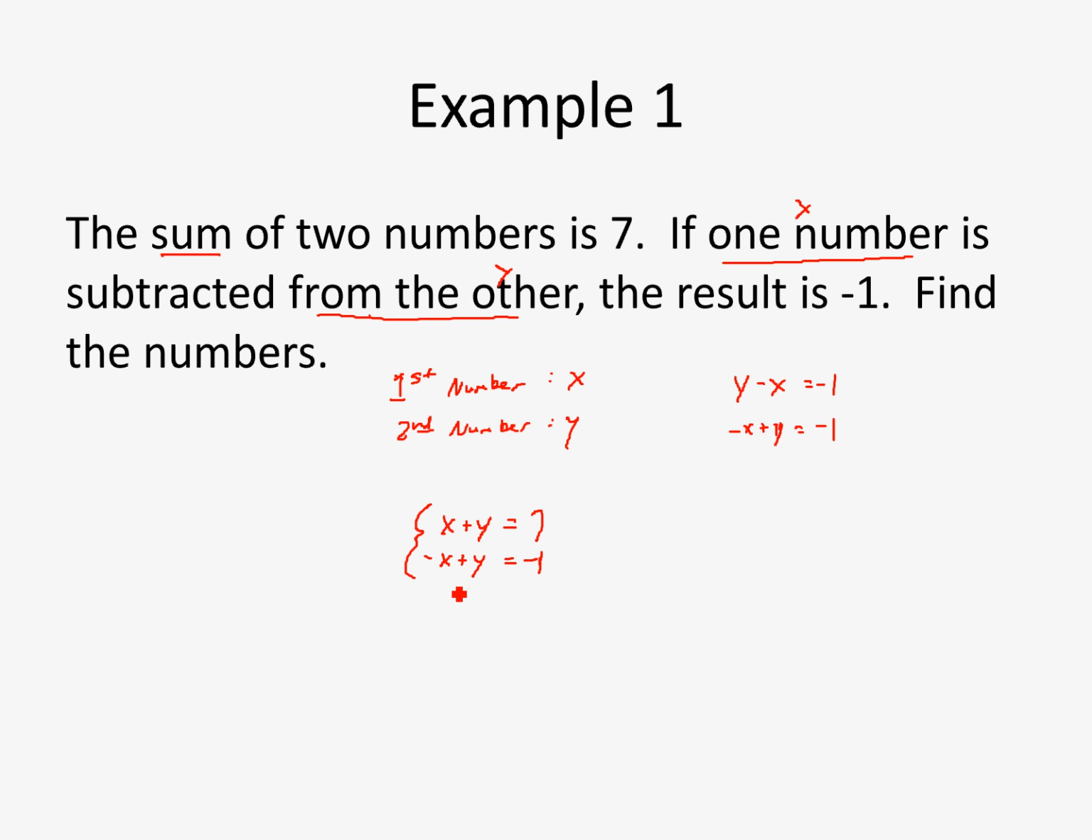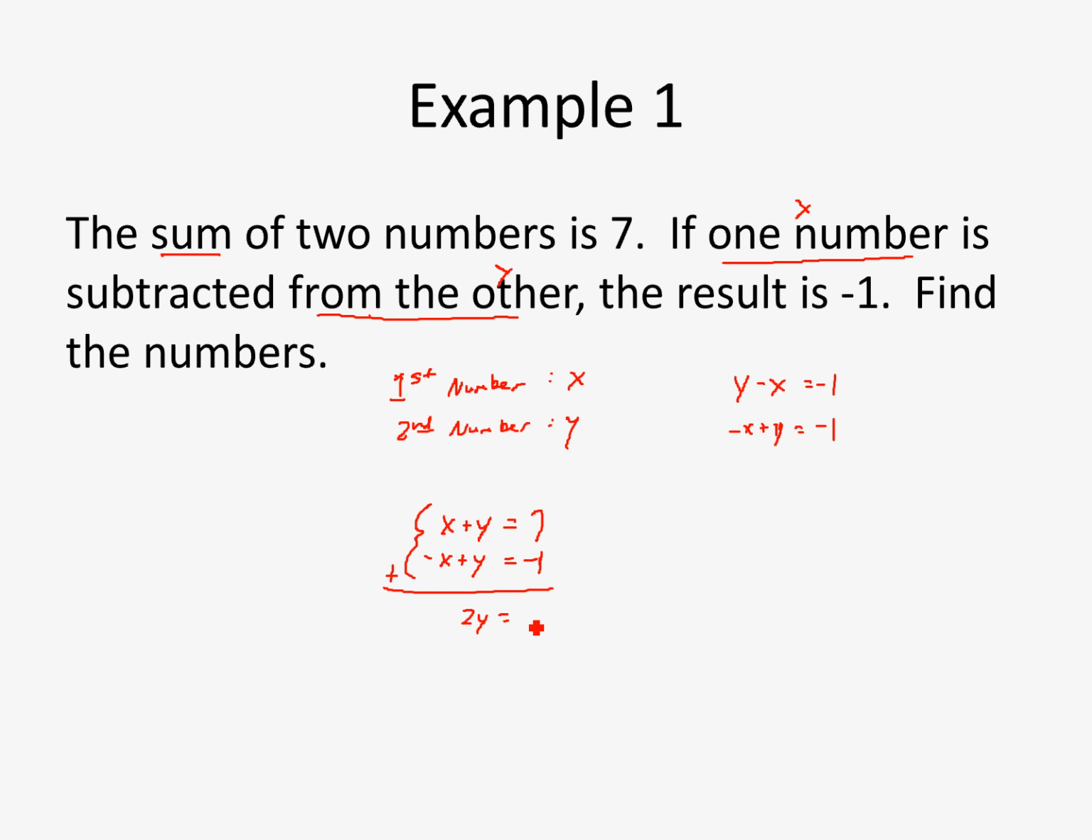So here, it's already set up to where we can easily just add the equations. So let's just add them, and then the x's will cancel out. So here I'm going to use the addition method, the elimination method, because it's already set up to where I can use that easily. So if I add these, I'm going to get 0 x's and I'm going to get 2 y's.